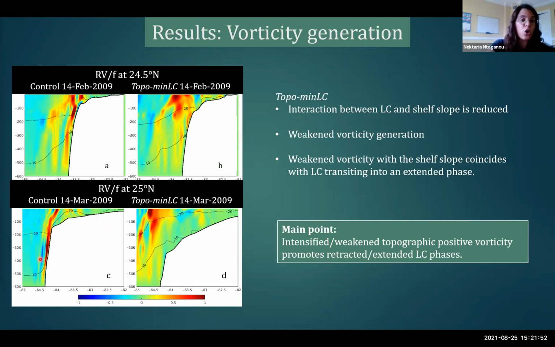And looking at the control, if more energy is dissipated by the topographic vorticity generation, the loop current remains retracted until it moves away from the shelf and then it is free to extend. Whereas in the Topo Nominal C experiment, since there is not a lot of interaction, the loop current is free to extend farther into the Gulf of Mexico for the entire simulation.